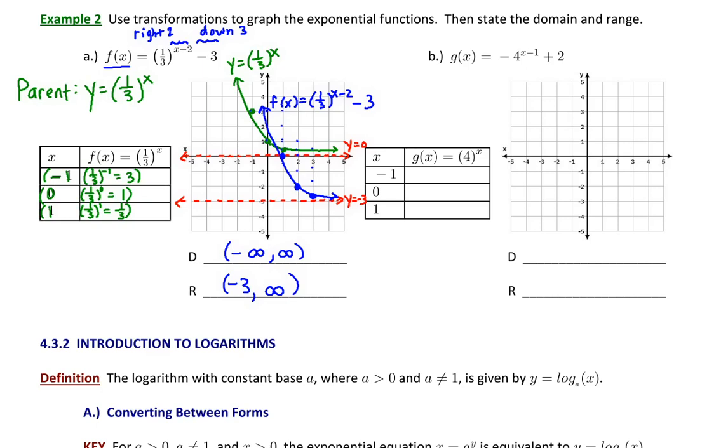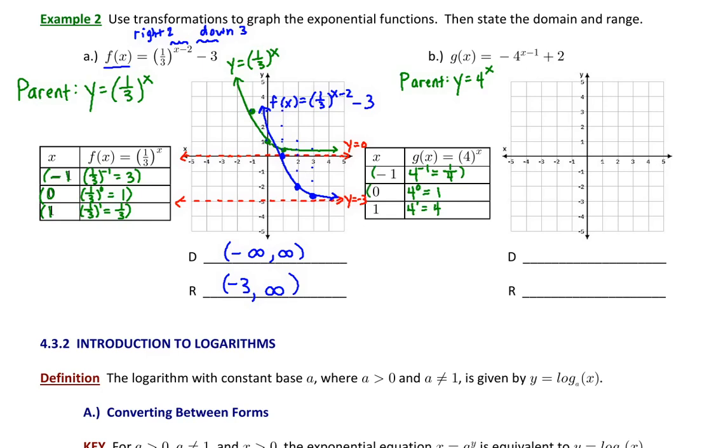We have g of x equals -4 to the x minus 1 plus 2. So let's begin by graphing our parent function, which is just the exponential function 4 to the x. Because the base is bigger than 1, we can anticipate this being an increasing exponential function. So let's generate the 3 key points for our parent function. If x is -1, y would be 4 to the -1 or 1/4. If x is 0, y is 4 to the 0th or 1. And if x is 1, y would be 4.